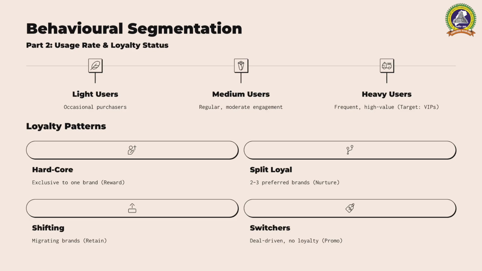Fifth, we have loyalty status. This divides buyers into groups based on their level of brand loyalty.